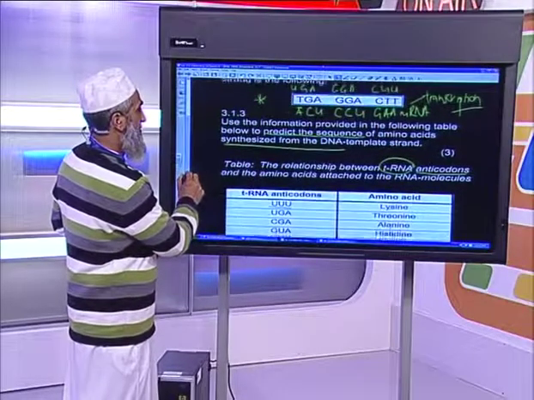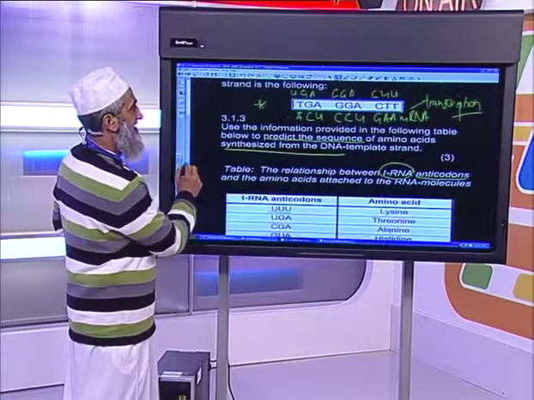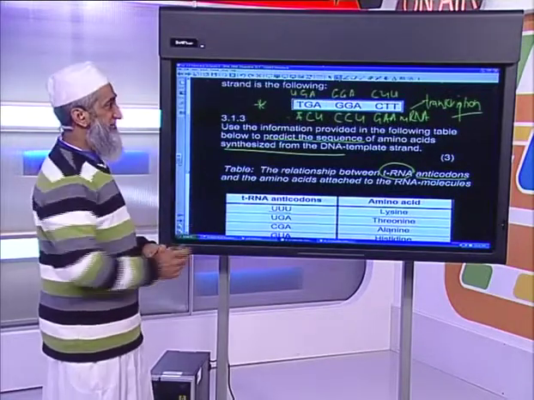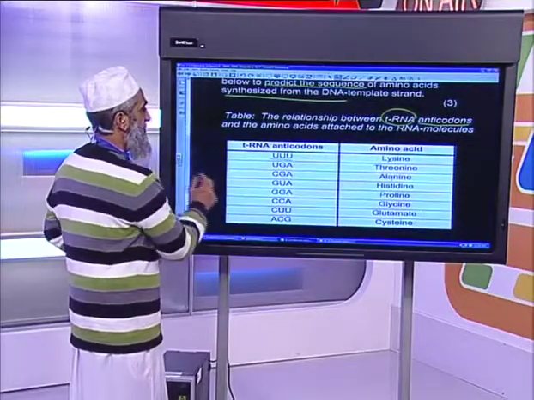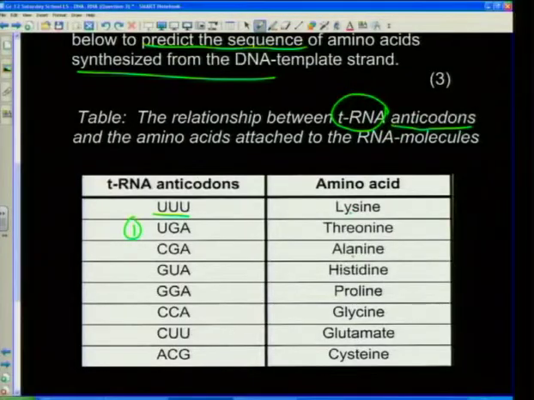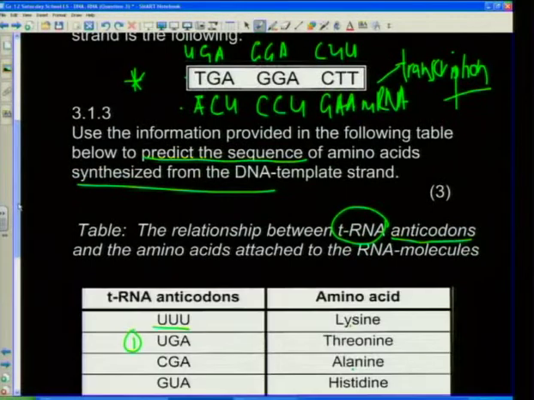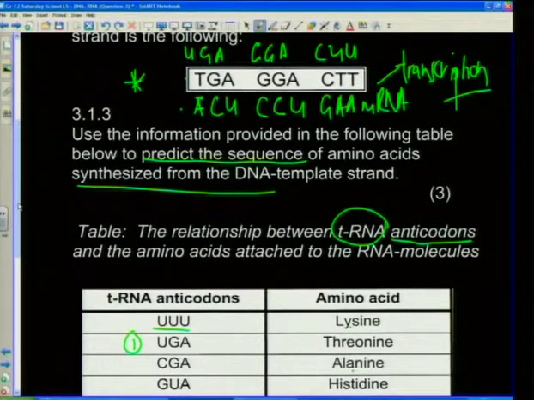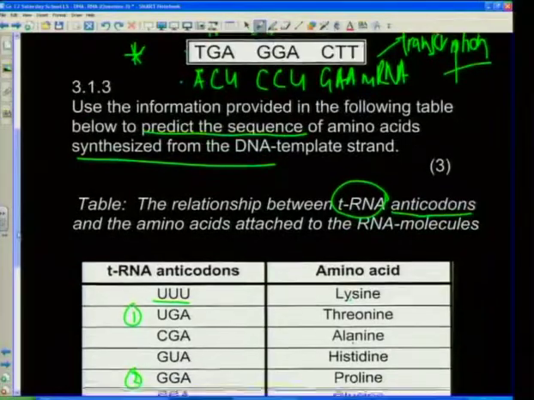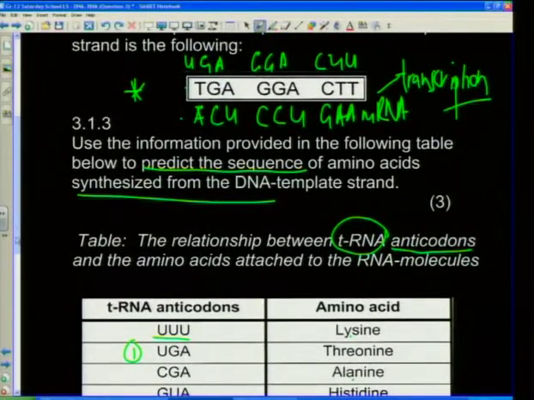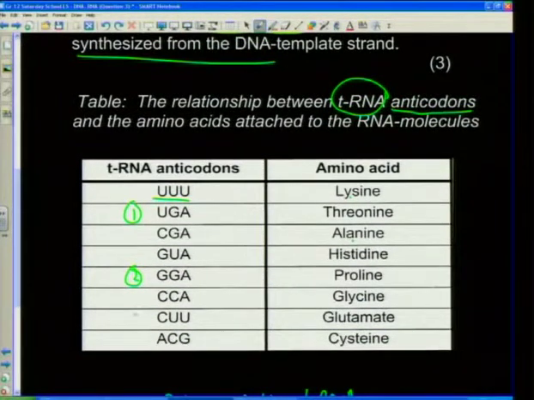Now we want to know what the sequence of the amino acids is. Let's look at it. UGA: you go to your table, look for UGA, that's one. Let's go back up. The next one is GGA, and that is number 2. And number 3 is CUU. CUU, that is number 3.